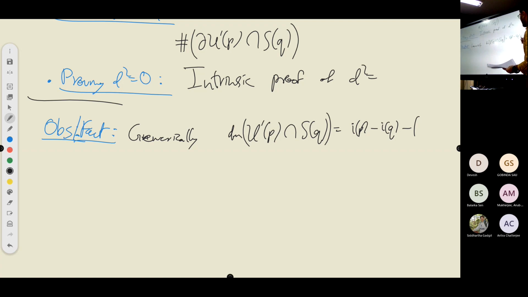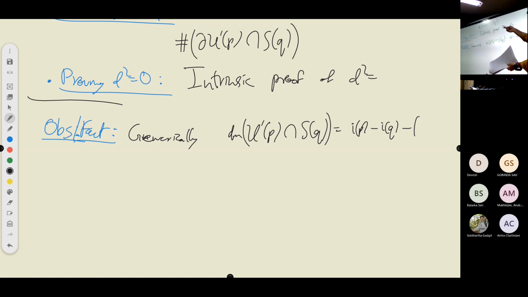And this will fail. Like in the torus example, you have two critical points of index 1, so this whole figure is going to be -1. And for that, you'll still have some points of intersection. And that's bad because it'll show up later on.